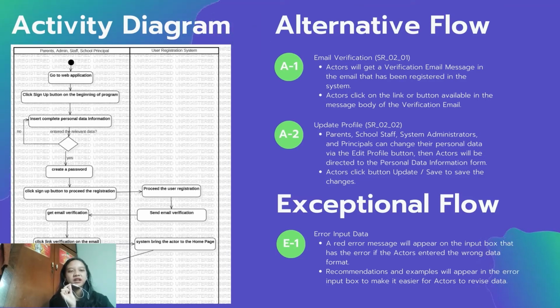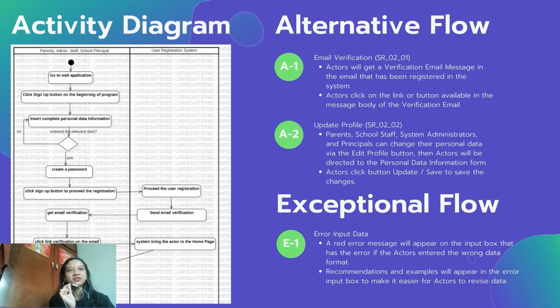And then we have the exceptional flow, which is E1, error input data. A red error message will appear on the input box that has the error if the user entered the wrong data format. Second, a recommendation and example will appear in the error input box to make it easier for actors to revise data.